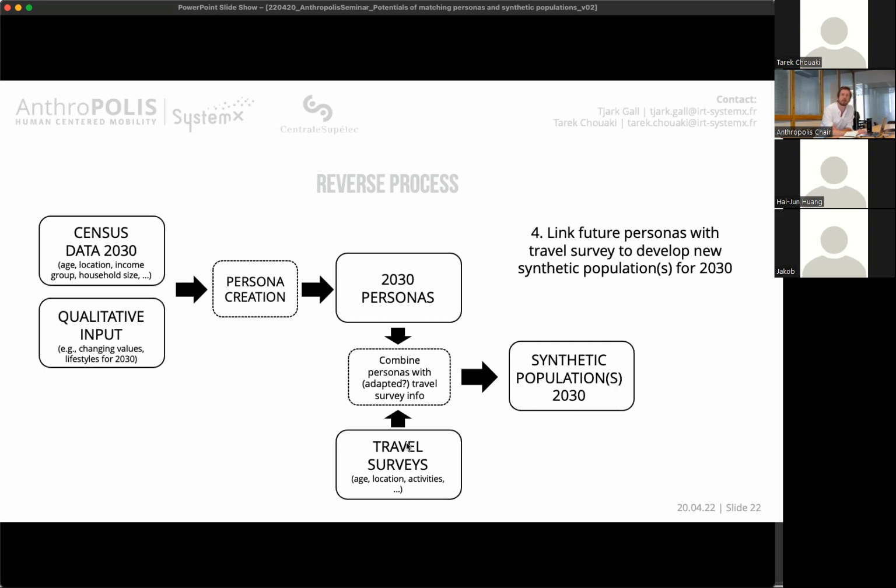we can link to the information of the travel survey. That's a little bit the tricky part, because the travel survey is still from today or from the recent past. So the question there is, in how far can we, for example, scale that up through the census data or adapt it slightly while still focusing on the qualitative input, let's say, from the personas. So this is a work in progress arrow here, leading to one or several synthetic populations for, for example, 2030.